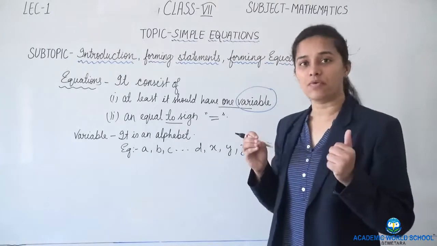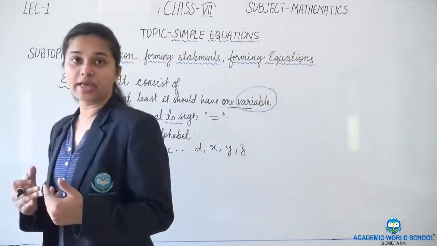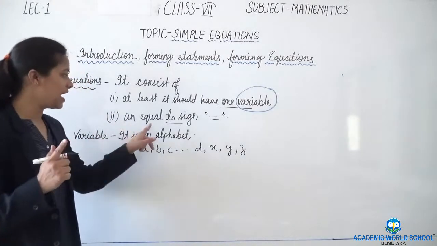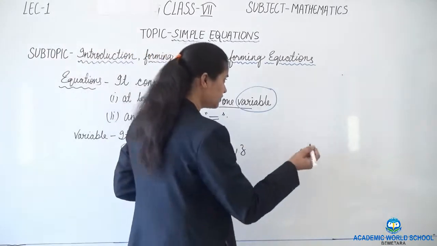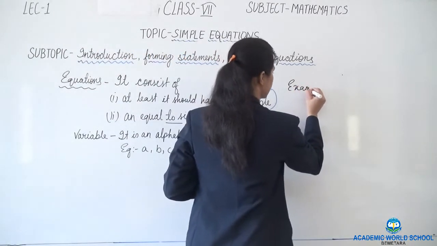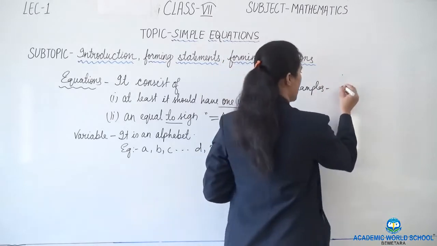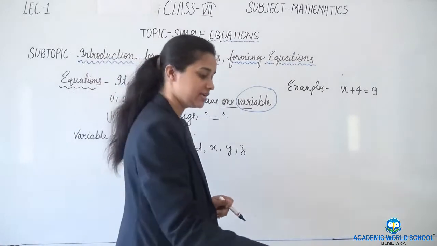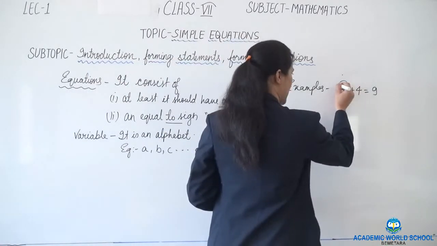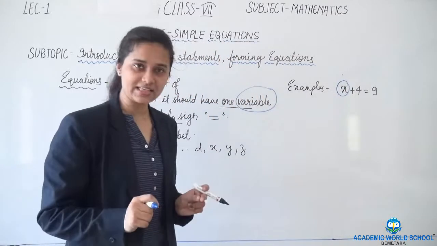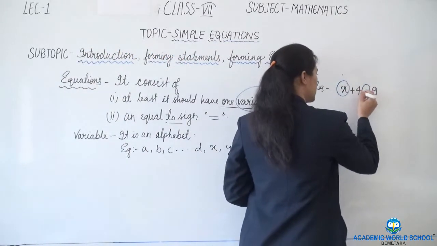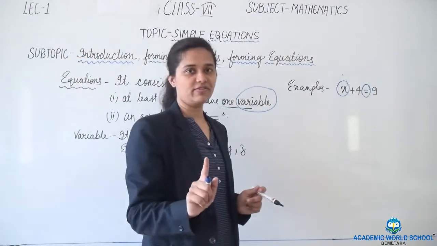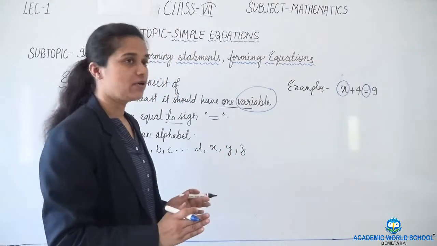Variable means it varies. Now, as I told you, an equation consists of at least one variable and an equal to sign. Consider some examples. x plus 4 equals 9. Is it an equation? Yes, it is an equation. Why? Here we have at least one variable, that is x, and one equal to sign. When it is equated, it forms an equation.